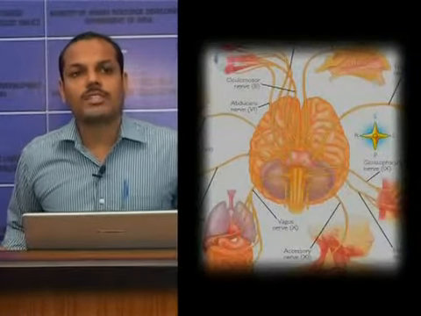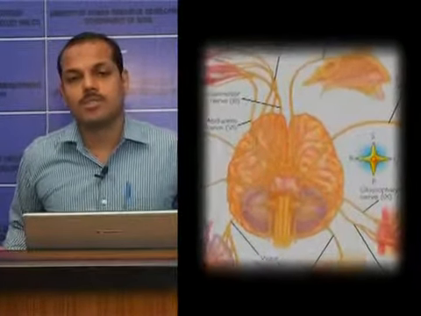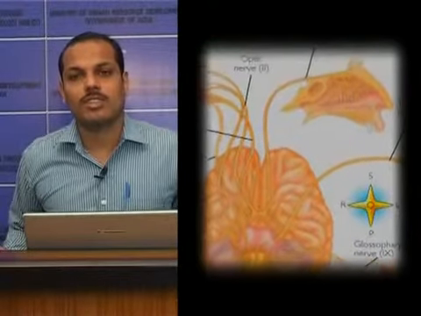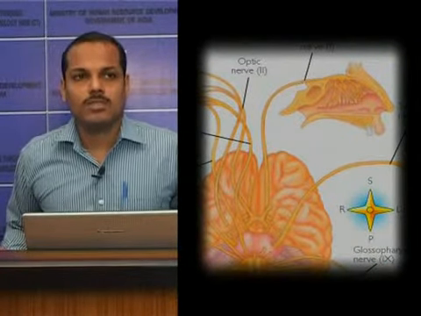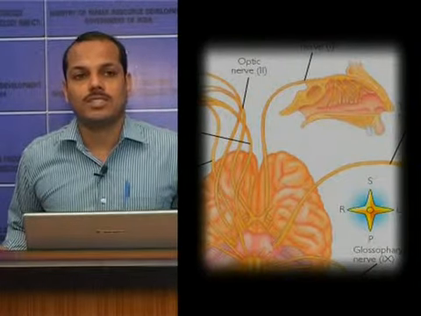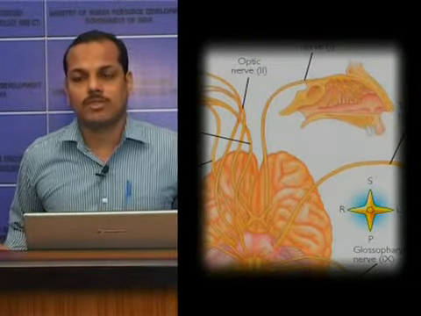Now, we will go through each nerve separately. The first nerve we already discussed is the olfactory nerve. By the name itself we can understand it is the nerve of smell. So, it carries special afferent fibers for smell.